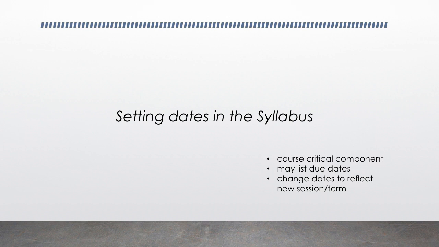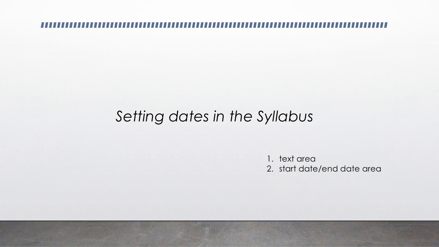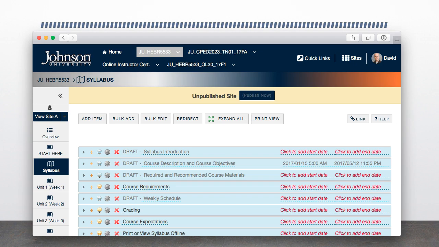Changing dates in the syllabus then is really only necessary if there are dates set in the past or if they conflict with dates revised in other areas of the course, such as in assignments or tests and quizzes. Dates can be specified in two different areas of the syllabus, though most courses use the text area rather than the start-end date area.